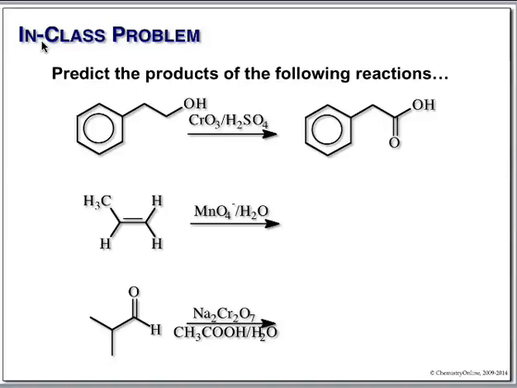Here we have permanganate and an alkene. Once again, we know we are going to split our double bond in half. If we have a hydrogen, this is going to be a carboxylic acid. Two hydrogens, this is going to be CO2.